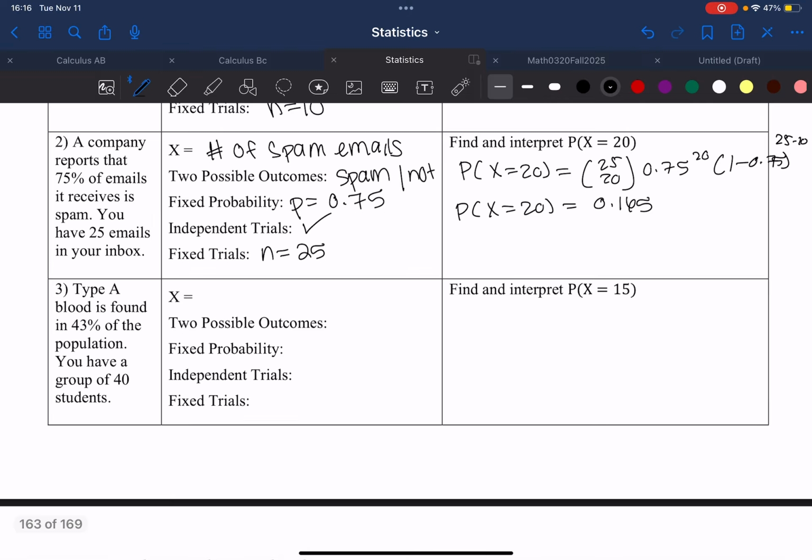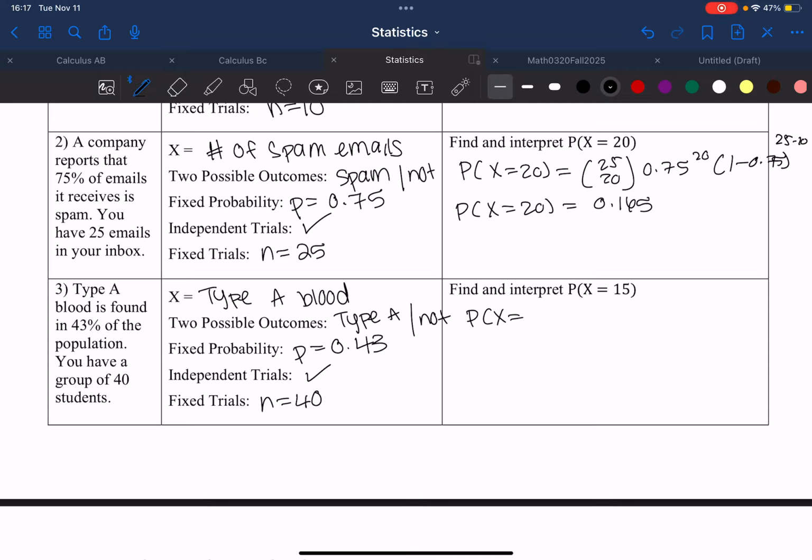Okay, part 3 says type A blood is found in 43% of the population. You have a group of 40 students. So X is type A blood. Two possible outcomes is either if it's type A or not. Fixed probability, they give it to us as P equals 0.43. Independent trials, well, we can say that they're independent trials because there are many students in our population, so yes. And then fixed trials is N is equal to 40. So it says find and interpret P of X equals 15.